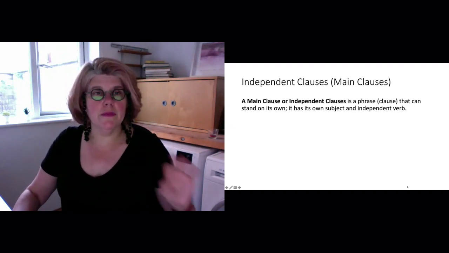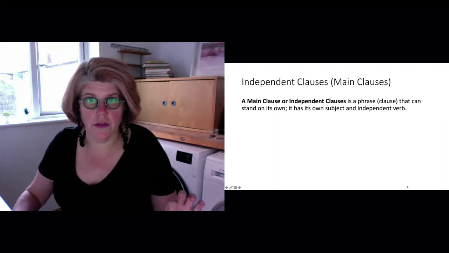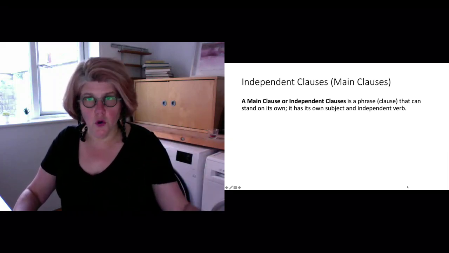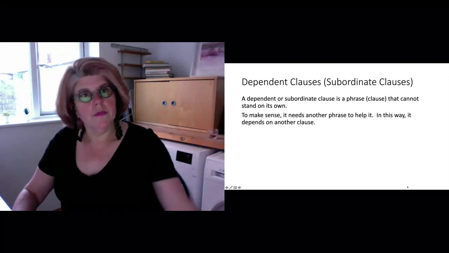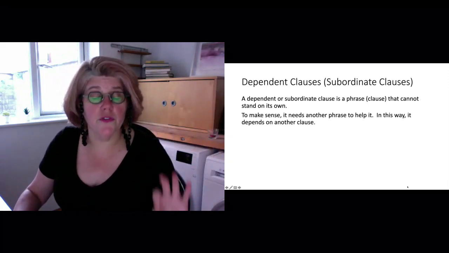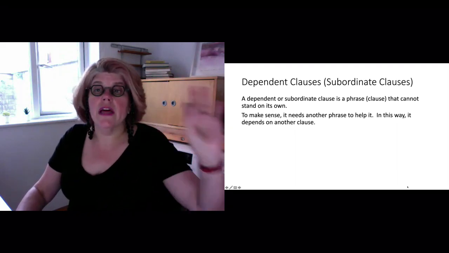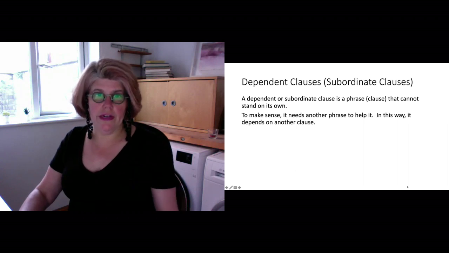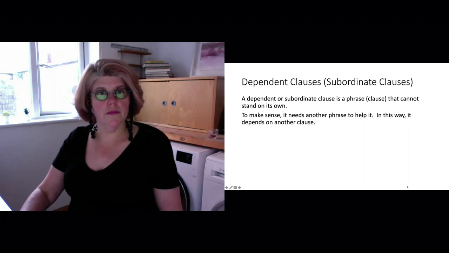2. The types of clauses. A main clause or independent clause is a phrase that can stand on its own. It has its own subject and independent verb. A dependent clause or subordinate clause is a clause or phrase that cannot stand on its own. To make sense, it needs another phrase to help it. In this way, it depends on another clause.